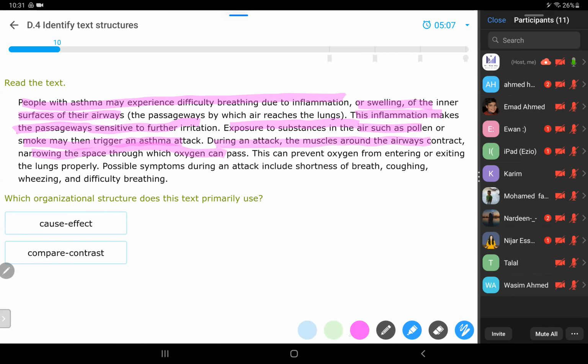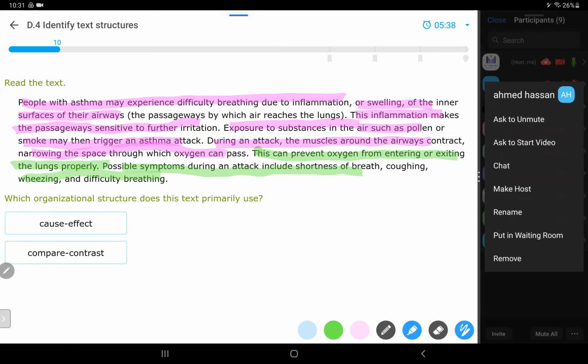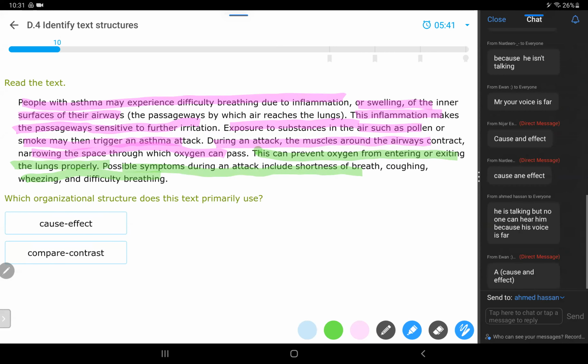This can prevent oxygen from entering or exiting the lungs properly. Possible symptoms during the attack include shortness of breath, coughing, wheezing, and difficulty breathing. Do you think here we are comparing between two things, or we are discussing something, and because of this thing, something else happens, or the effects of something we have? I think the answer is very clear, and the lesson is extremely easy.